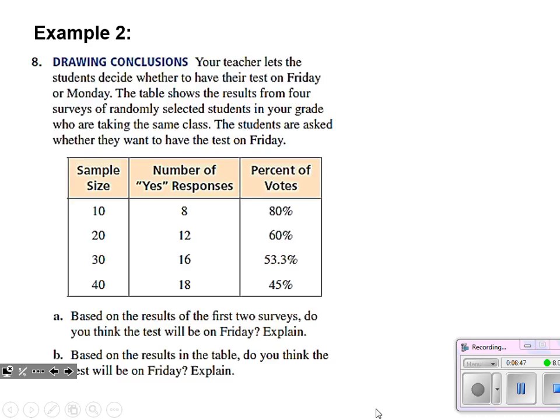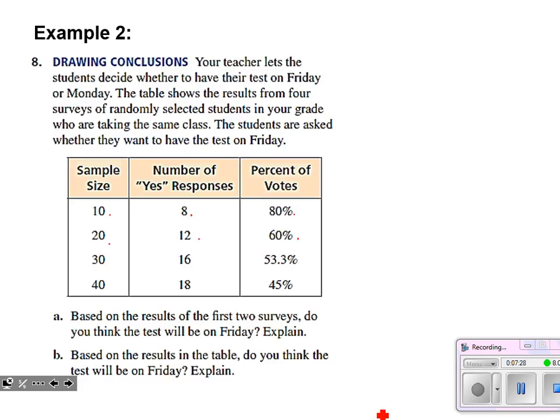Our second example, your teacher lets the students decide whether to have their test on Friday or Monday. The table shows the results from 4 surveys of randomly selected students in your grade who are taking the same class. These students are asked whether they want to have the test on Friday. All right, so what we see is our sample size, when we've only asked 10 people, 8 of them say yes, let's have the test on Friday. That's 80% of the votes. When we've sampled 20 people, 12 said yes to the test on Friday. That's 60% of our votes.